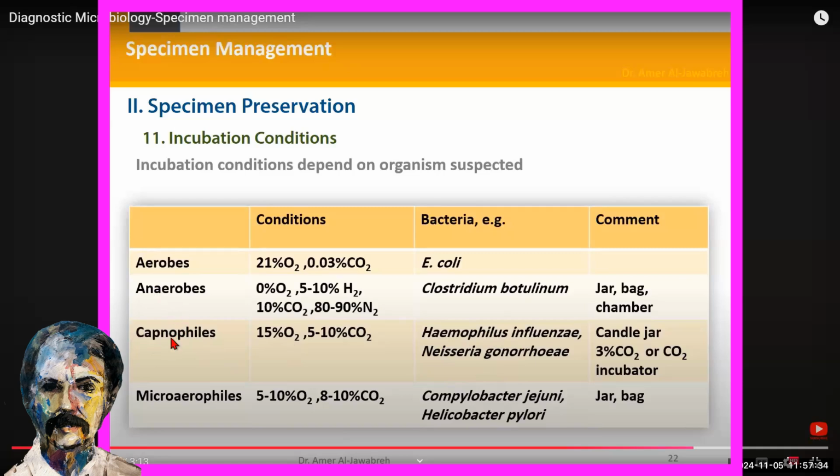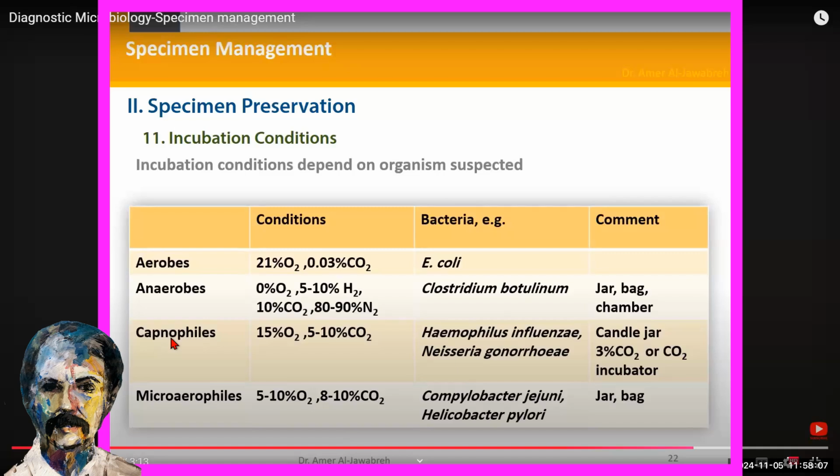So that some of the characteristics you can see more easily, like hemolysis. Hemolysis is much better with capnophilic and even anaerobic conditions. Sometimes you can see the morphology of the colony much better with capnophilic or even anaerobic conditions for staph. Although staph is facultative, it can live with or without oxygen.